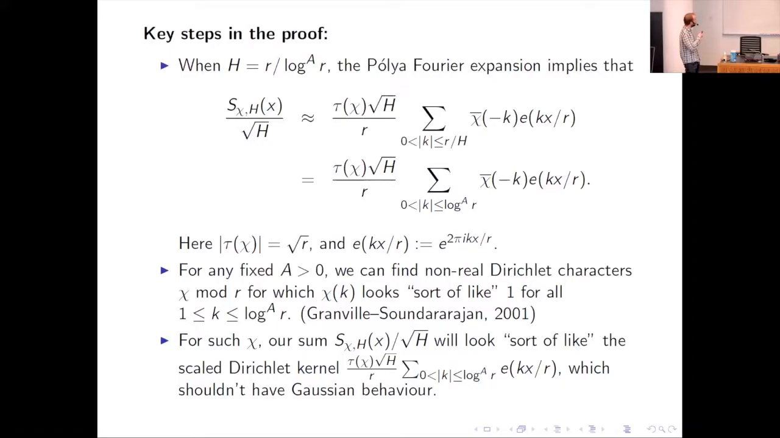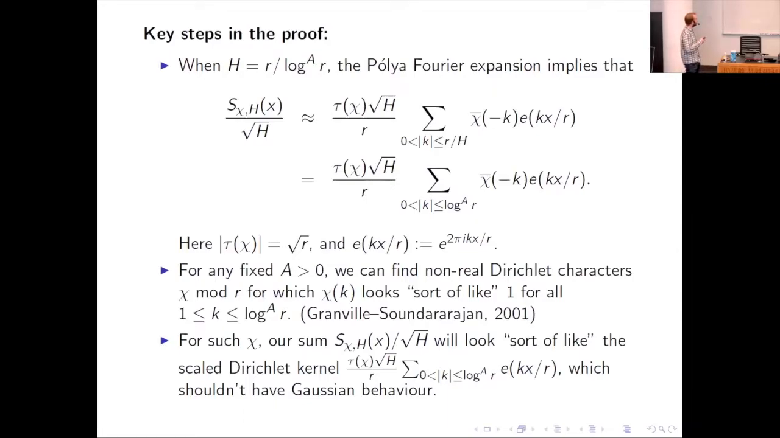On the physical space side, my original interval has length h, and the conductor, the complexity in this problem, is r. So on the Fourier side, I get a sum of length r over h. That's what you'd expect. And if h is this, and I plug that in here, I get a sum of length some big power of log r to the power a. So pretty short, that's the main point. So long intervals here translate to short sums on the Fourier side.